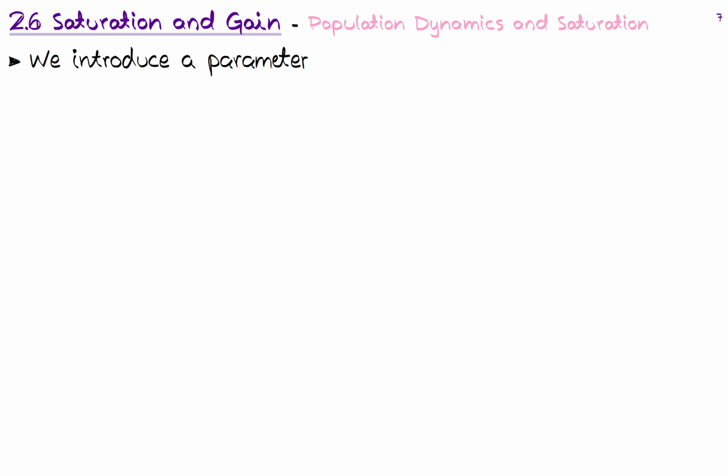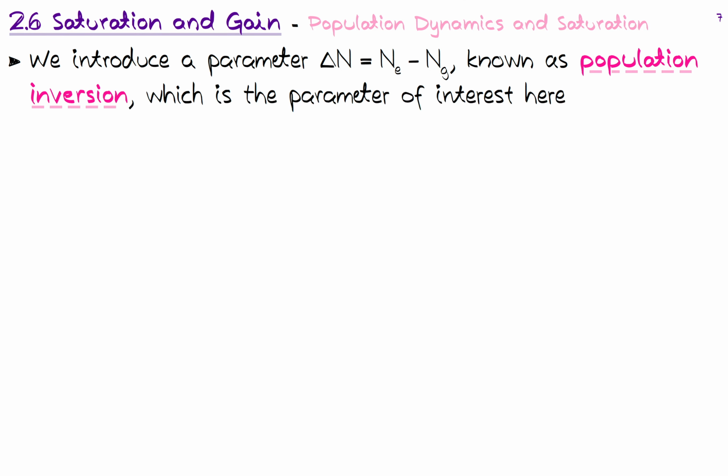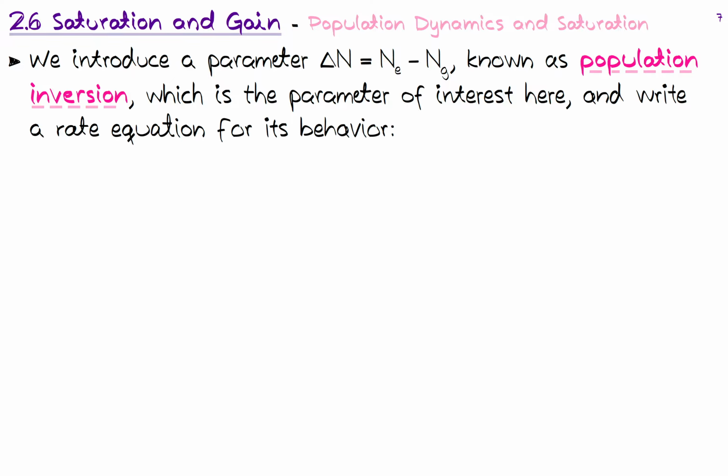Now we can introduce a parameter to simplify the math. We can introduce a population difference, delta N, defined by NE minus NG, and that's also known as the population inversion. This is really the parameter of interest in our course, because it dictates whether we start having lasing or not. And we can now write the equation for its behavior and go into the math.